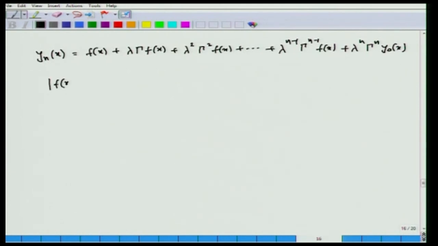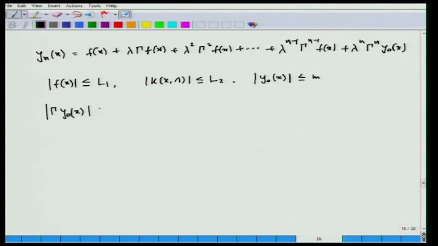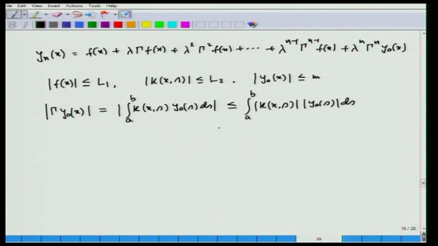And for this purpose we assume that modulus f x is less than or equal to L 1, because f x is bounded. Already we have defined that modulus k of x comma s is less than or equal to L 2 and modulus y 0 x is less than or equal to m. So, therefore, modulus gamma y 0 x is equal to modulus integral a to b k of x comma s y 0 s d s, which is less than or equal to integral a to b modulus k of x comma s modulus of y 0 s d s, and this will be less than or equal to L 2 times m times b minus a.